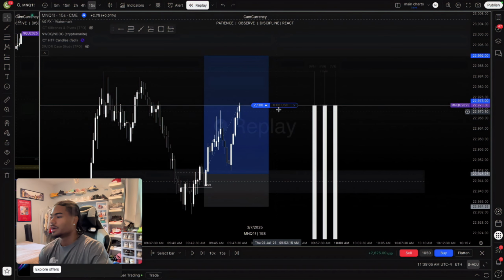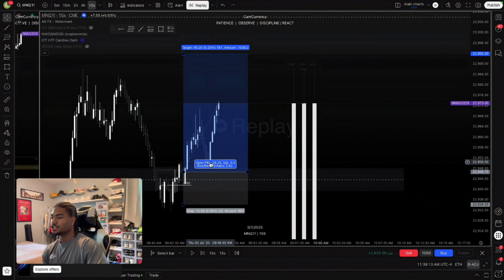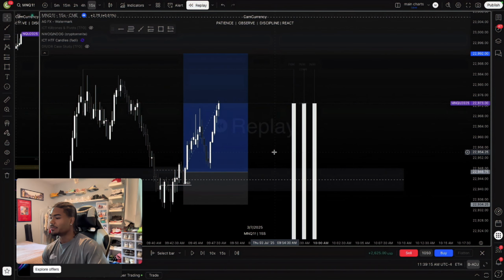There we go. I don't even know why I just did that. It doesn't matter. I pyramided into the position though. Once we got that V-shaped recovery after respecting the 2-minute imbalance, which is a very good sign, we have all this buy side above us. I was 100% confident in this trade.